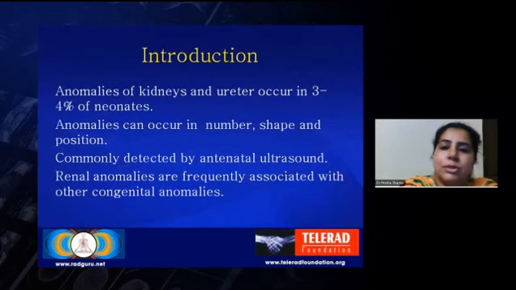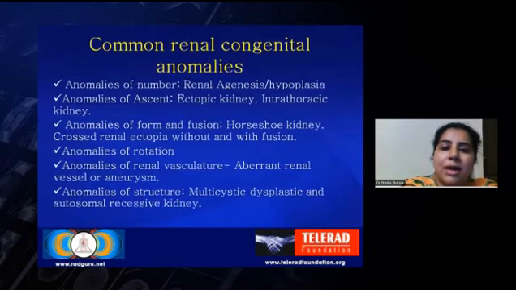Common renal congenital anomalies have been divided according to the number, ascent, anomalies of form and fusion like horseshoe kidney, cross renal ectopia without and with fusion, anomalies of rotation, anomalies of renal vasculature like aberrant renal artery or aneurysm, and anomalies of structure, for example, multicystic dysplastic kidney and autosomal recessive polycystic kidney.